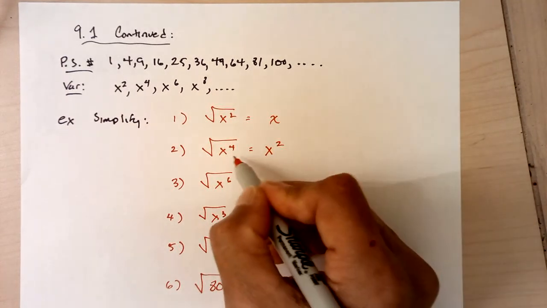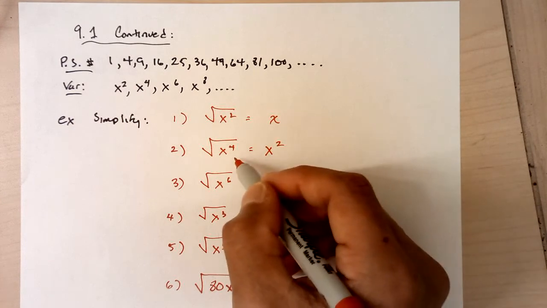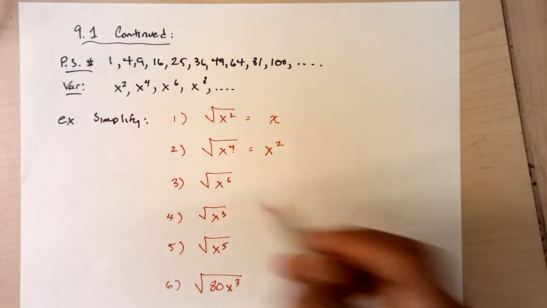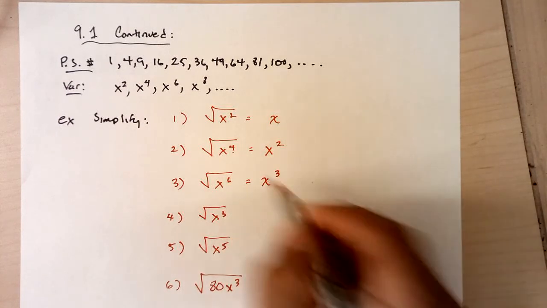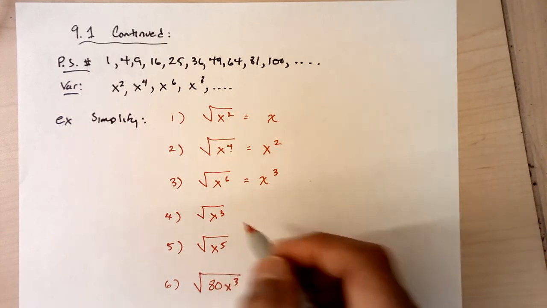So if you have an even exponent, you're taking the square root. The easiest thing to do is just take half of that. X squared would be x to the fourth. The square root of x to the sixth is x to the third, because if I squared x to the third, then that would be x to the sixth. It's just undoing the square.